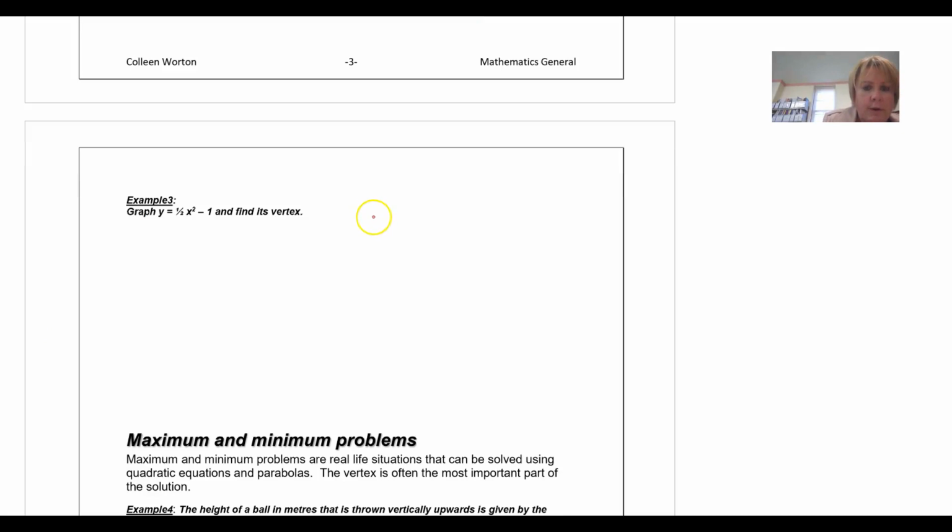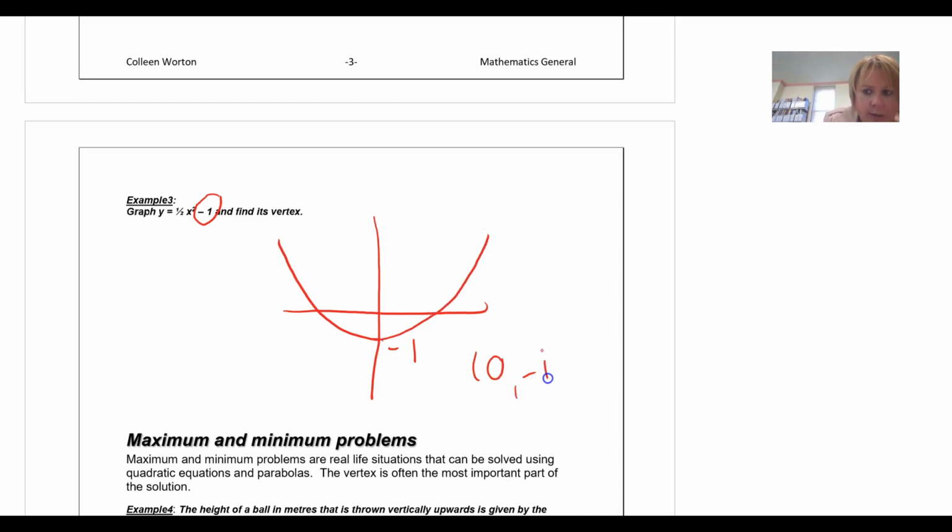Graph this one and find the vertex. It tells me it goes down to -1 and that it's positive and wide. So what's my vertex? 0, -1.